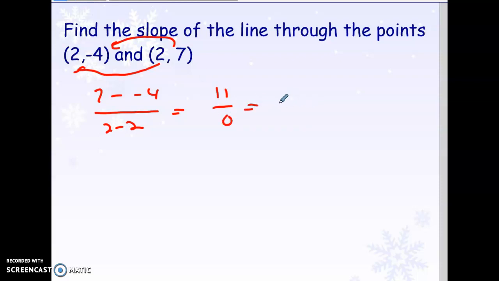So this is what it'll look like, I think, on the test. You'll have to remember those special cases, that if you get the 0 on the bottom, it's undefined. If you got 0 on the top, it'd be a 0 slope. So if we had ended up with just 0 over 11 instead of what we actually got, that would just be the 0 slope. All right, that concludes the first part.